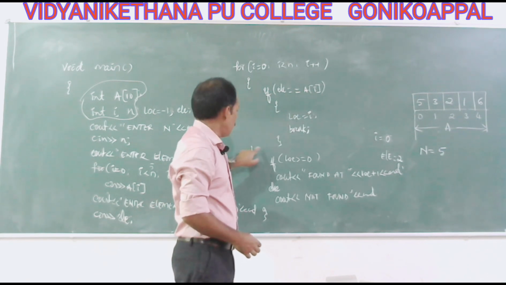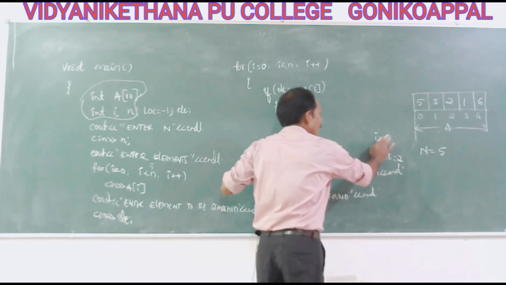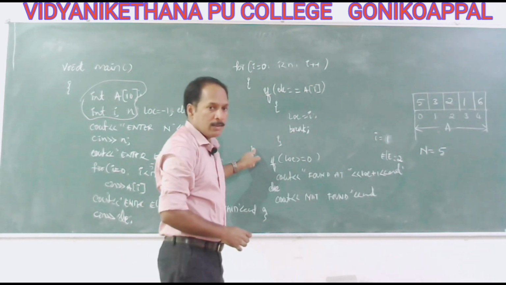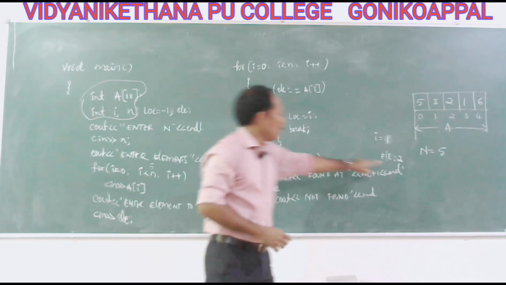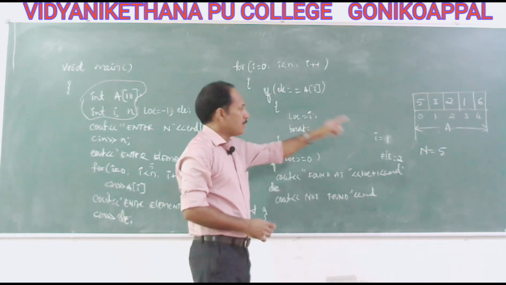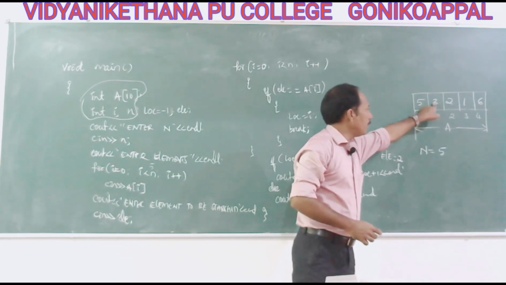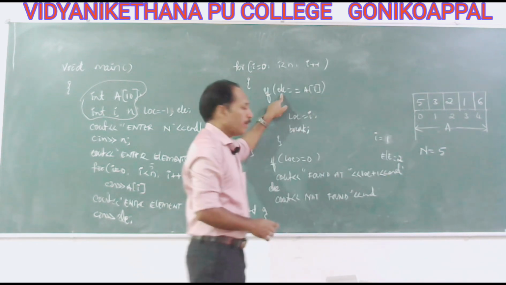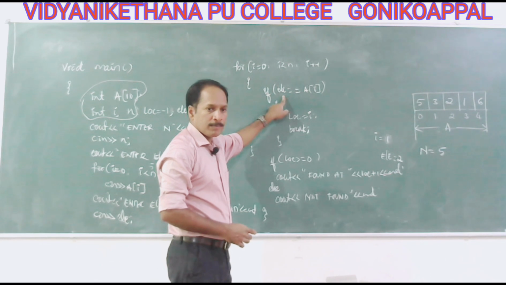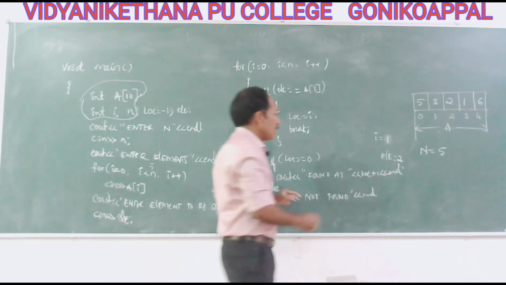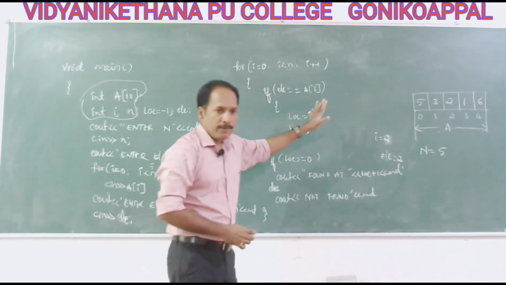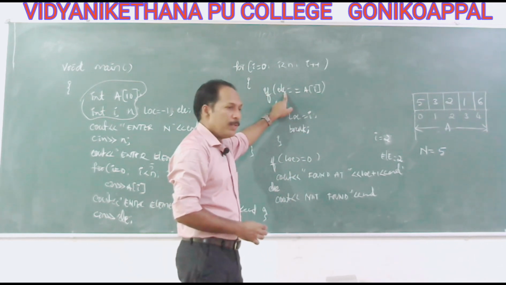So therefore, I plus plus. So I becomes 1. So 1 is less than 5. Repeat again. The element you are looking for is 2, ELE, and A of 1 is 3. 2 and 3 are same? No, they are not same. Then I plus plus. I previously 1, now it becomes 2. 2 is less than 5? Yes. Repeat. Element you are looking for is 2.